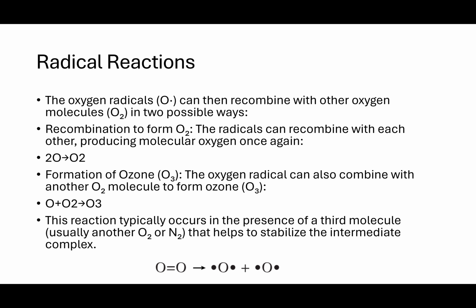Then we're going to have radical reactions. The oxygen radicals can recombine with other oxygen molecules in two possible ways. First, they can recombine to form oxygen gas, or they can combine to create ozone. The oxygen radical can combine with another oxygen molecule to produce ozone, O3. This reaction typically occurs in the presence of a third molecule, usually oxygen gas or nitrogen gas, which helps to stabilize the intermediate complex. The intermediate complex, a double radical, can be formed, and we need an additional molecule to stabilize that complex in order to produce ozone.